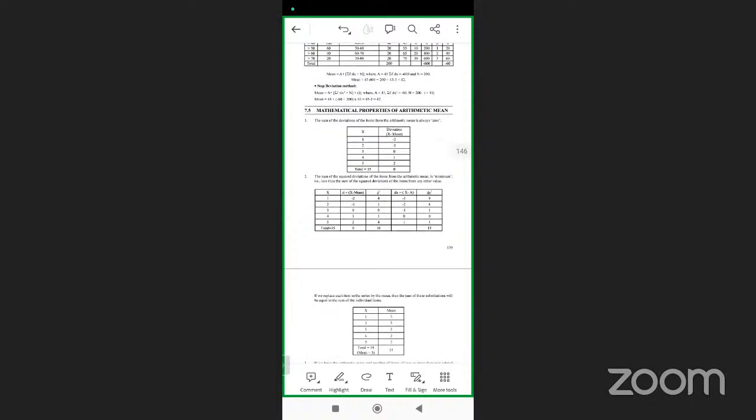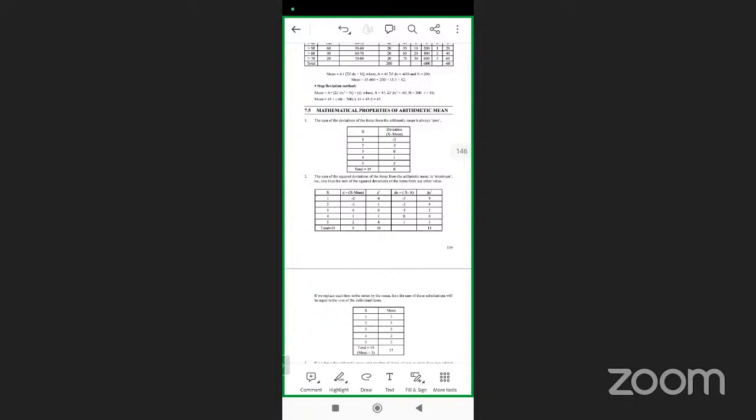For a different set of data, you will understand these statements, and you need not do the full process. Say there is an example: the sum of deviations of the items from the arithmetic mean is always 0. Calculate it: the average is 5 and the deviations x minus mean are -2, -1, and so on. These deviations are given here, and the sum is 0.